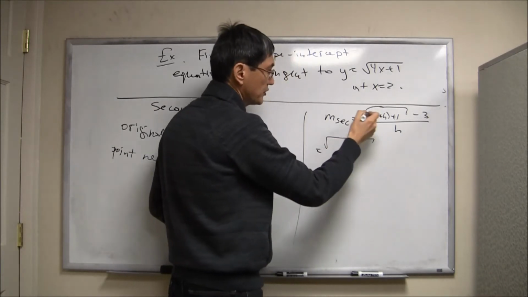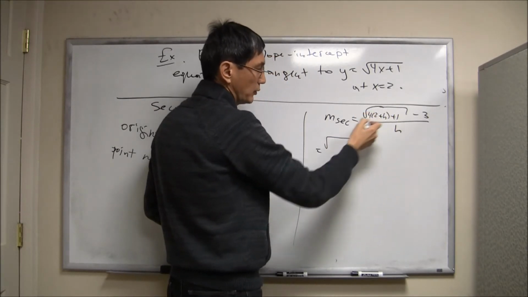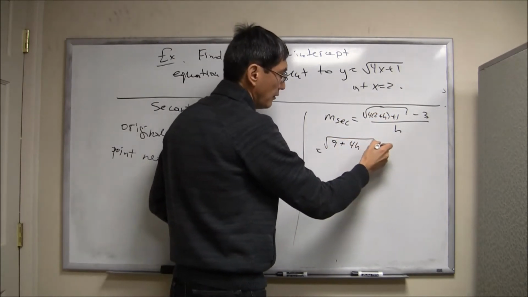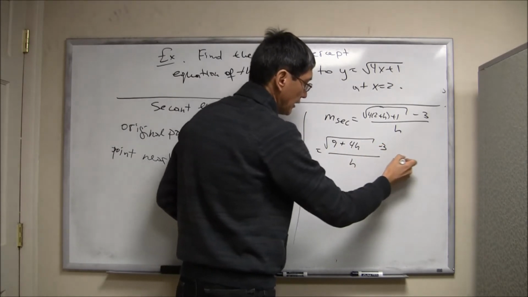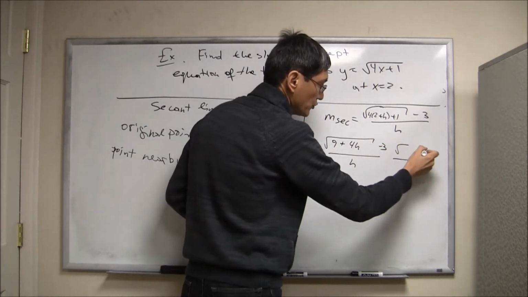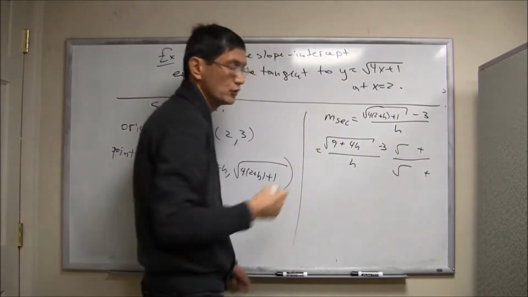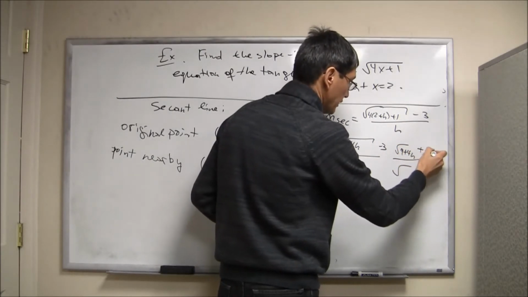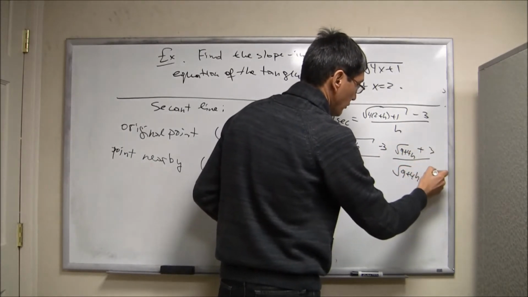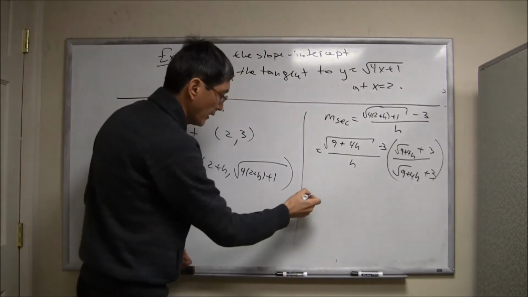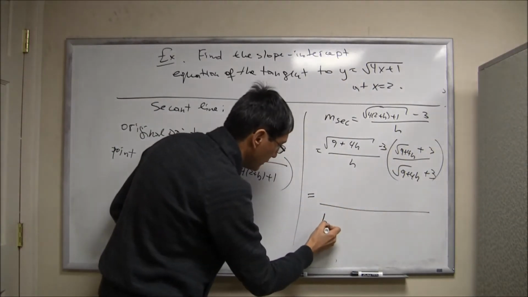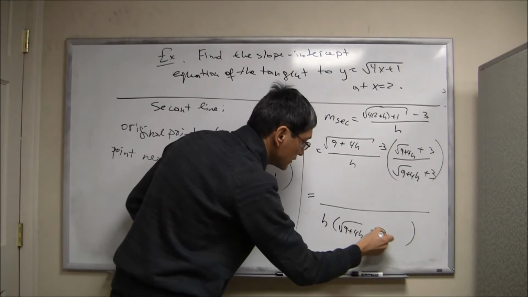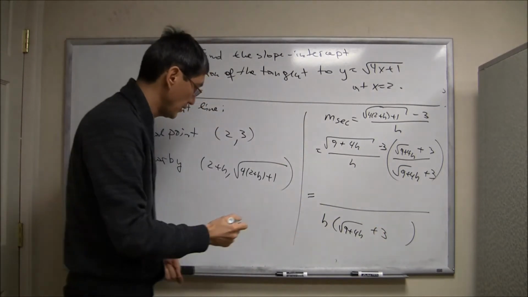First, I'm going to simplify that expression. 4 times 2 is 8, 8 plus 1 is 9, plus 4h, minus 3, over h. I'm going to multiply it by the conjugate of that expression, so I'm going to multiply it by the same expression with plus: square root of 9 plus 4h plus 3. On the bottom, I'm going to get a big expression, which looks like this: h times square root of 9 plus 4h plus 3.